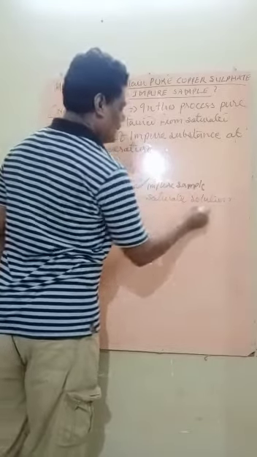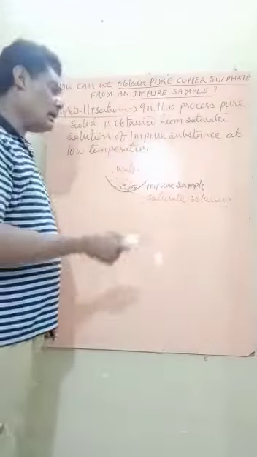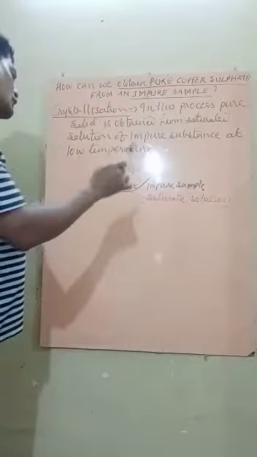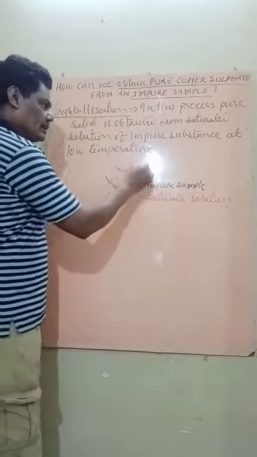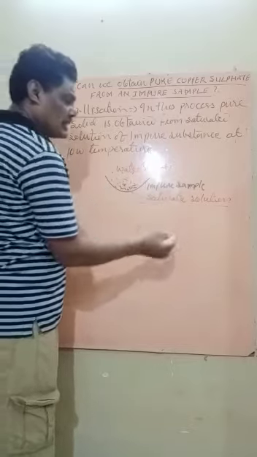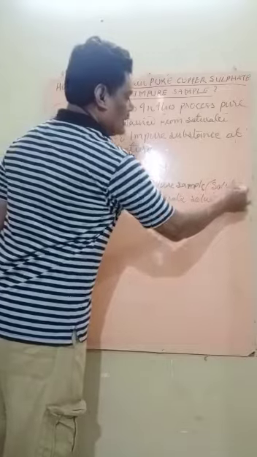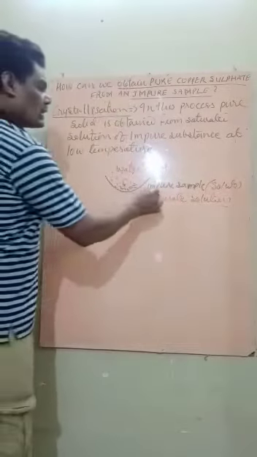Now student, what is a saturated solution? That is, at a given temperature, the adequate amount of solvent, what is this called? Solvent, and the solute is present. Now, the impure sample is called what? Solute. When it is present like this, it is called a saturated solution.